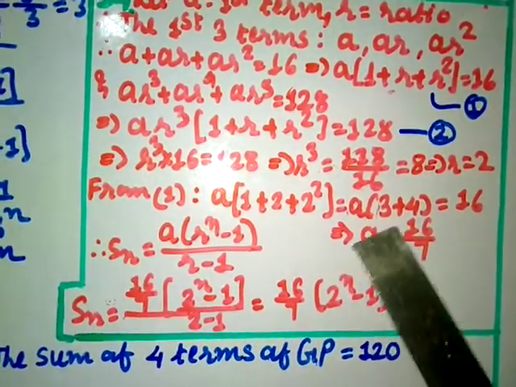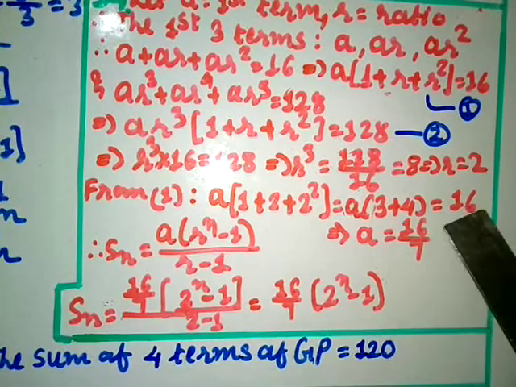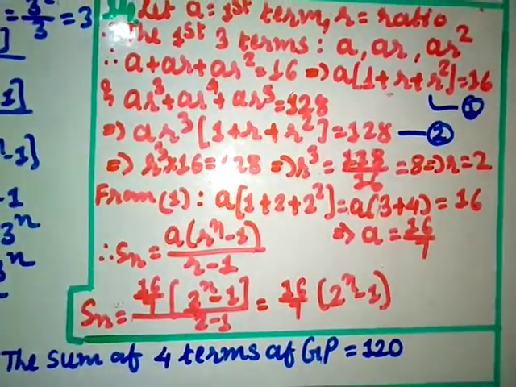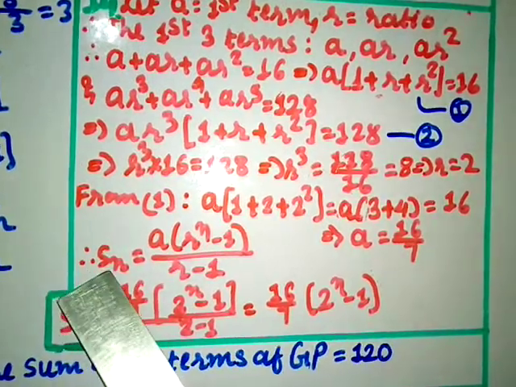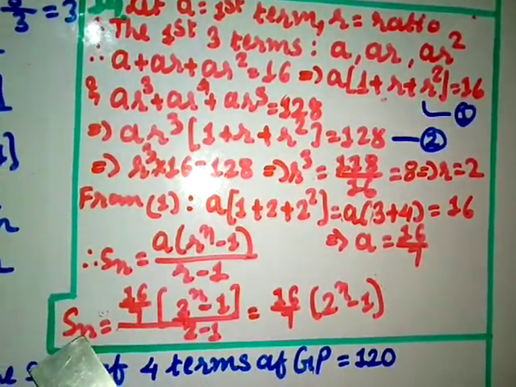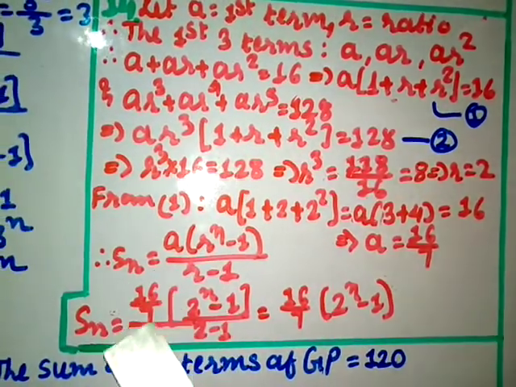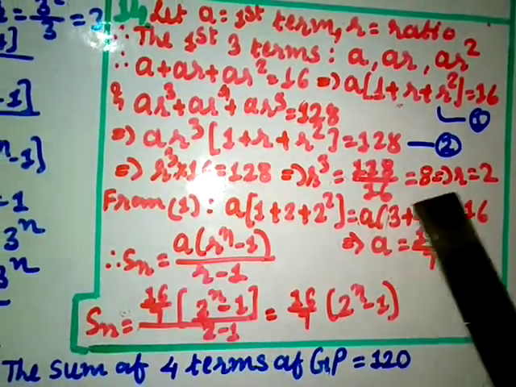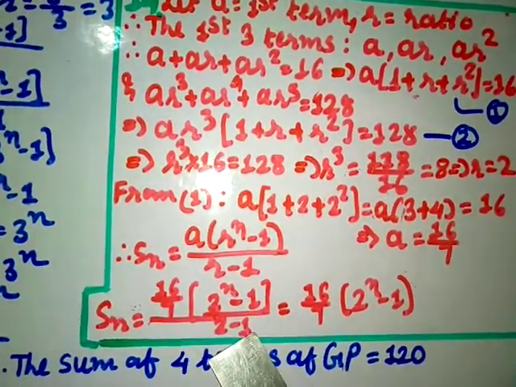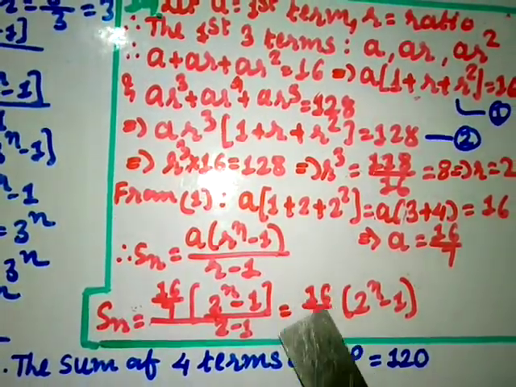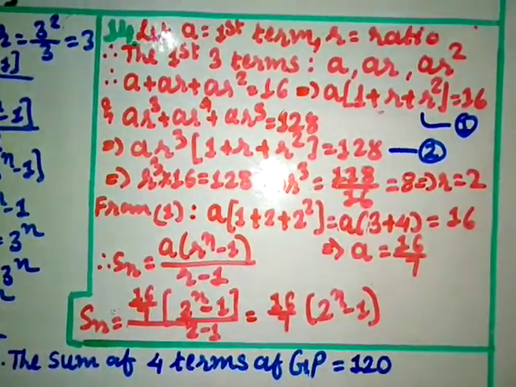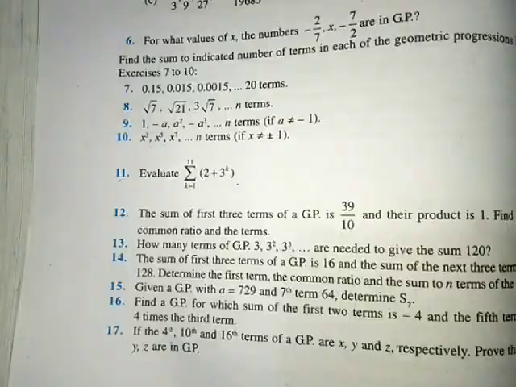So you get here 3 plus 4 is 7, that you transfer over here, it will go in the denominator. So 16 by 7 is the value of first term a. Now the sum Sn equal to a into r power n minus 1 divided by r minus 1. Sn equal to a value is 16 by 7 into r is 2, so 2 power n minus 1 divided by 2 minus 1. 2 minus 1 is 1, so you get here 16 by 7 into 2 power n minus 1. So that is the solution for question number 14.